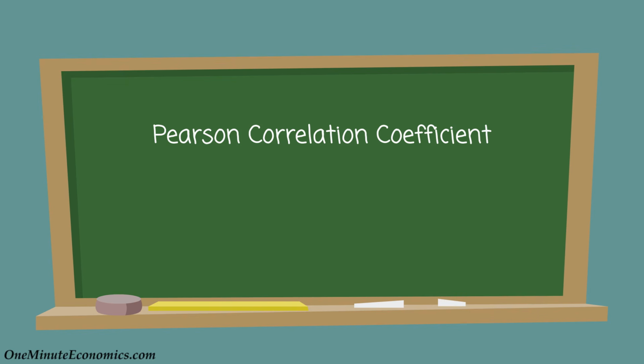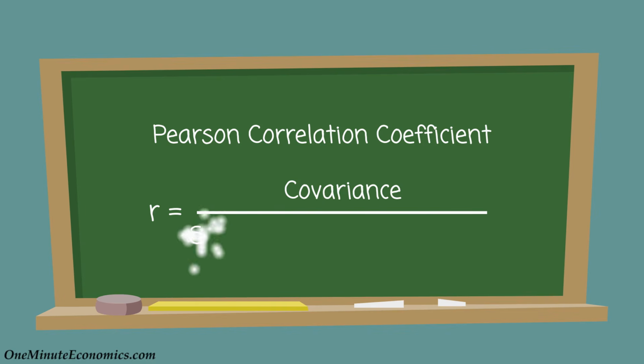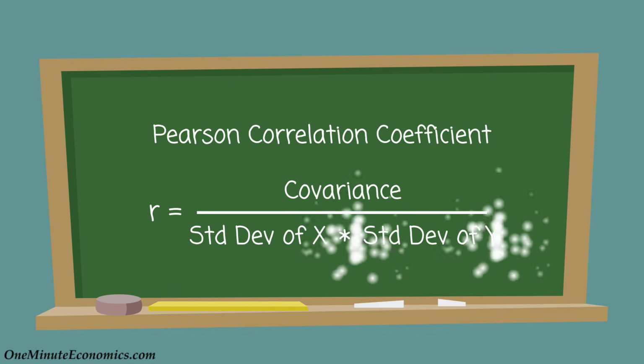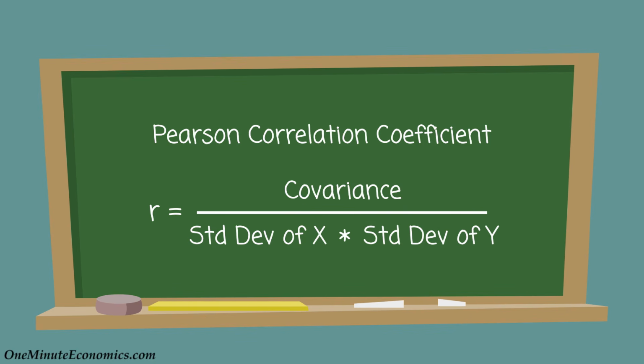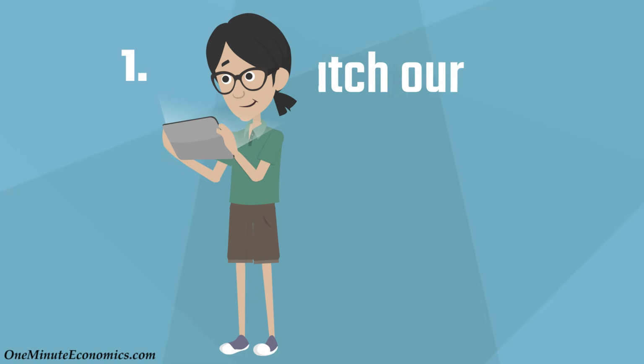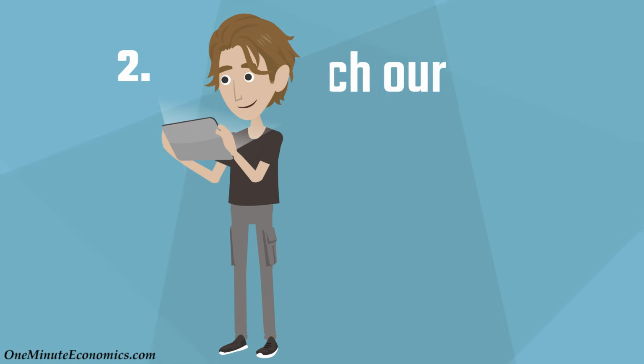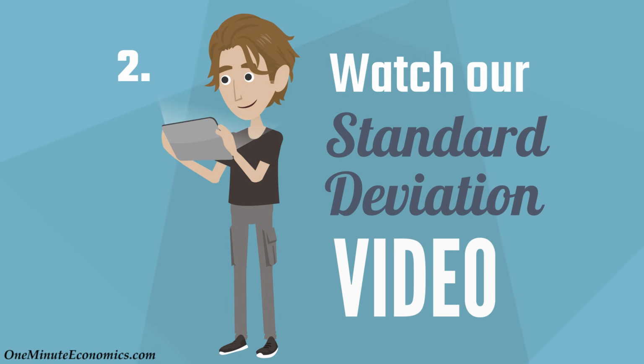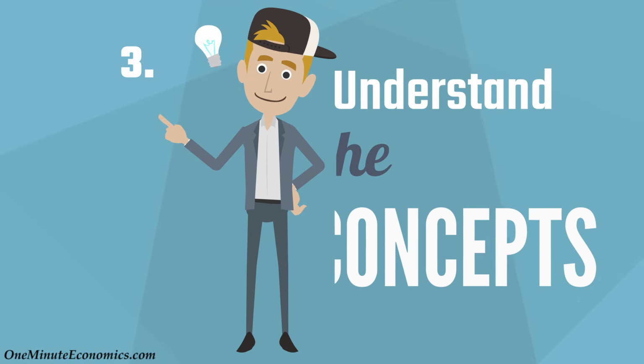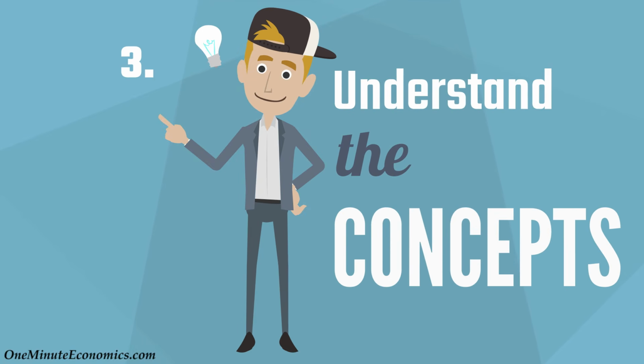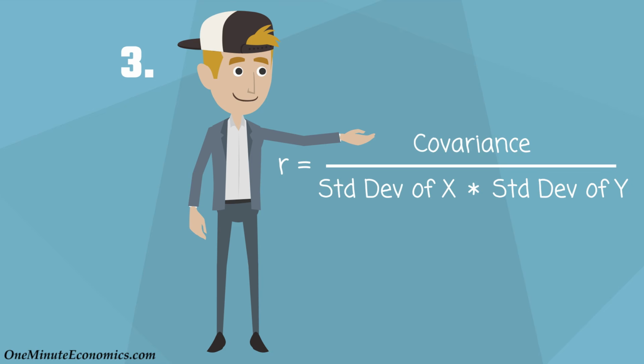Formula-wise, the most popular one is the Pearson correlation coefficient, which is represented by the letter R and calculated by dividing the covariance by the standard deviation of one variable multiplied by the standard deviation of the other. Simply: 1. Watch our video about the covariance. 2. Watch our video about the standard deviation. And 3. Once you understand the concepts and formulas for each, just remember that R equals covariance divided by standard deviation multiplied by standard deviation. Simple enough?